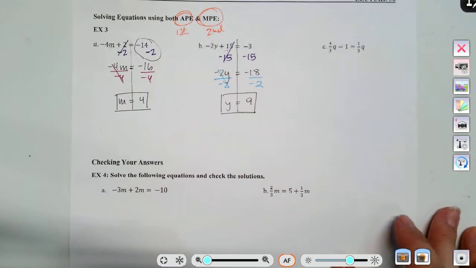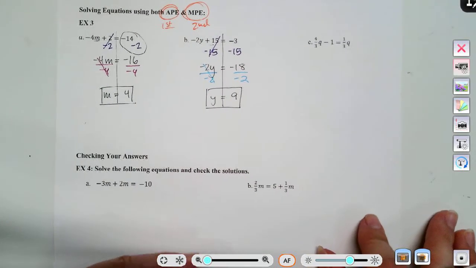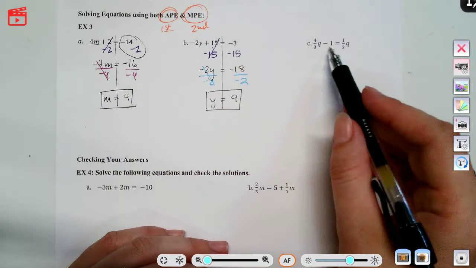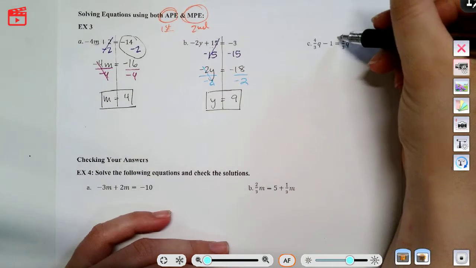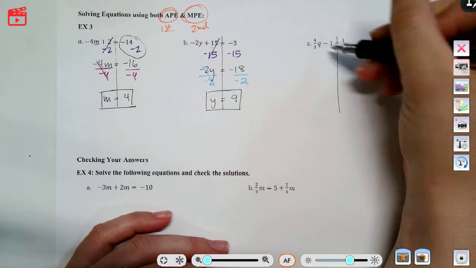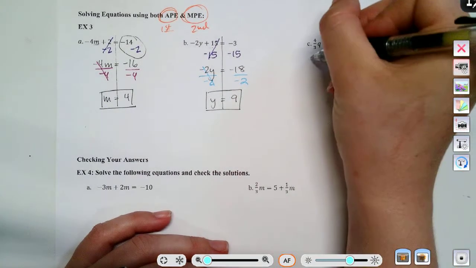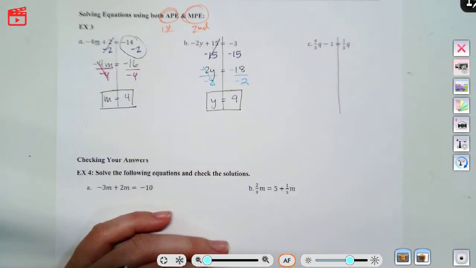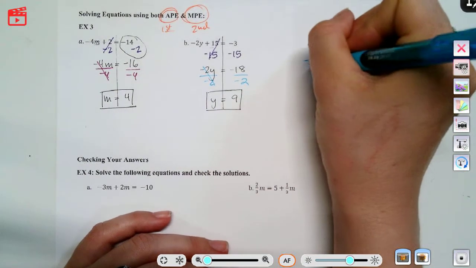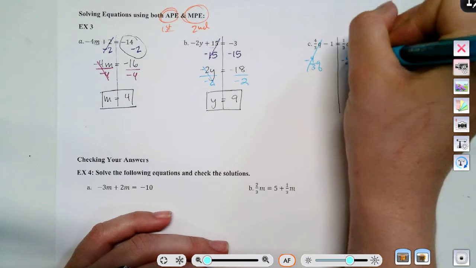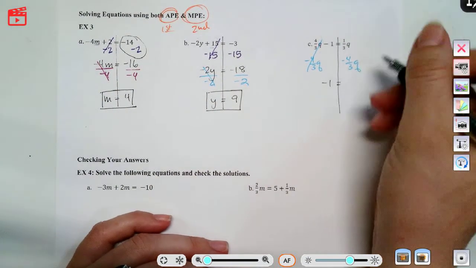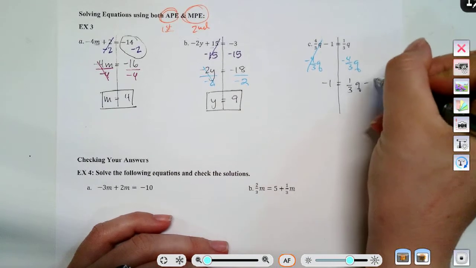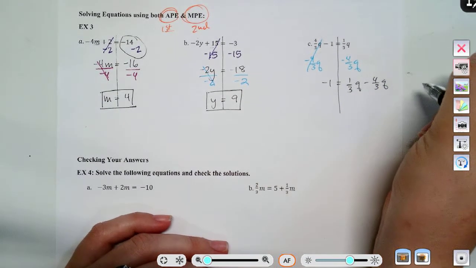And the last one, ooh, that one looks kind of interesting. Where is q? Oh gosh, q shows up on 2 different sides, which means I need to get the q's together. So I will go ahead and choose to move the q's to the other side. So I'm going to subtract 4/3 q from both sides. Which means I'm left with negative 1 equals 1 over 3 q minus 4 over 3 q's.